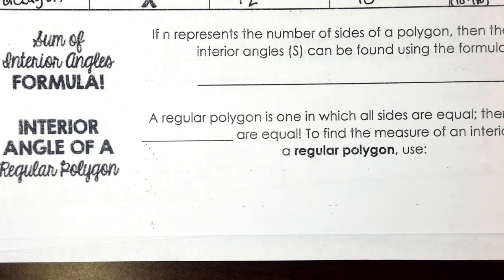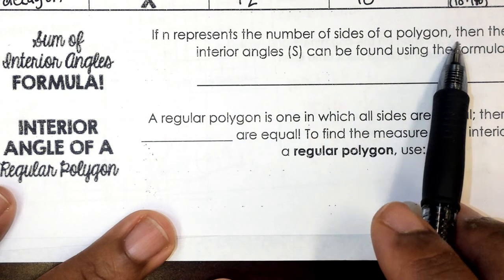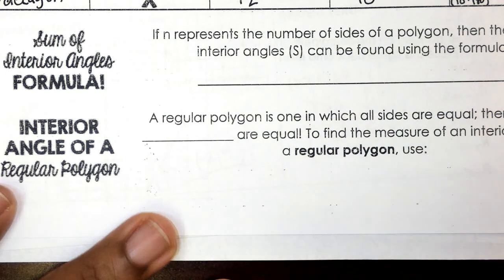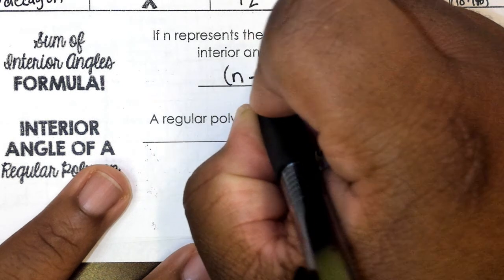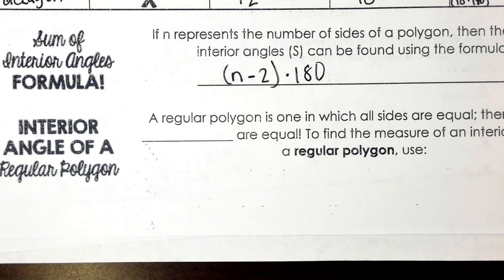So for what we just did, there is a formula for it. It's a pretty simple formula to understand too. Sum of interior angles, what we just calculated on all those. It says if n represents the number of sides of a polygon, then the sum of the interior angles can be found by using this formula. It's n minus 2 times 180. That's the formula we use to find the sum of interior angles. It's not hard to understand though. We just did it up top here.